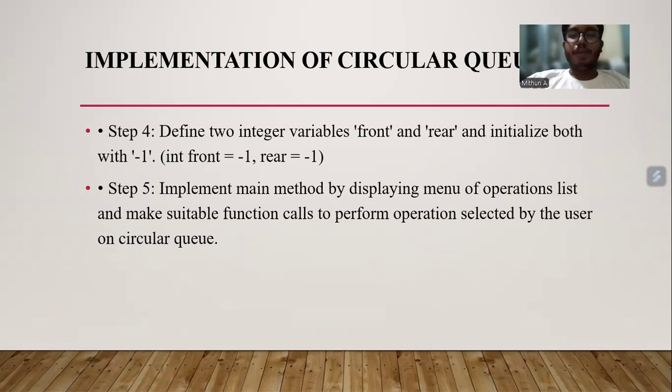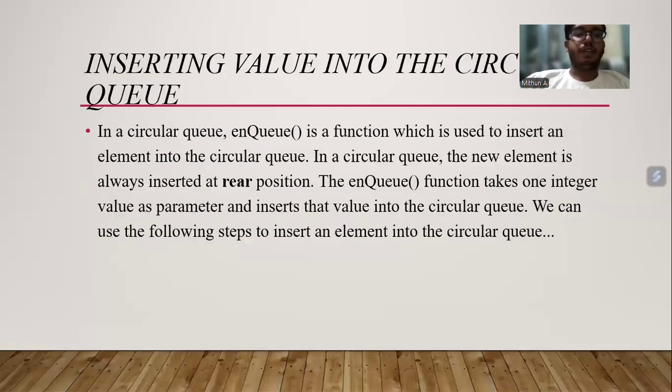Then implement the main method by displaying a menu of operations, and make suitable function calls in order to perform the operations selected by the user on the circular queue. What are the methods we need to apply in order to display the menu? For operations like insertion and deletion, the suitable function will be called, and finally they are added to the main function in order to display it.